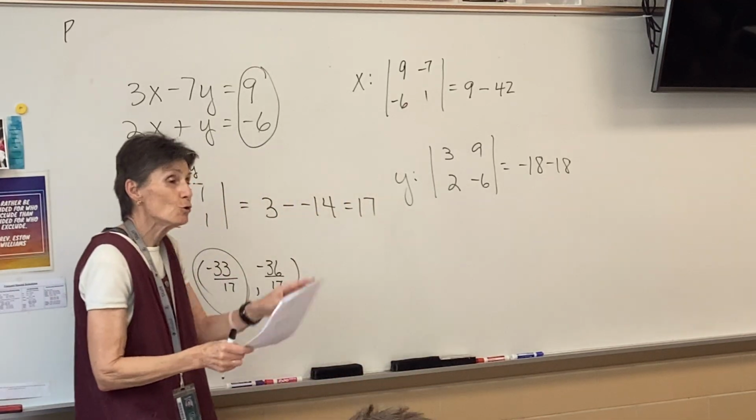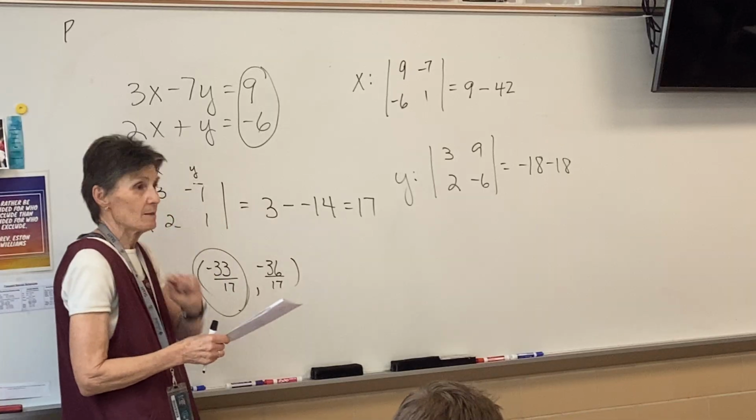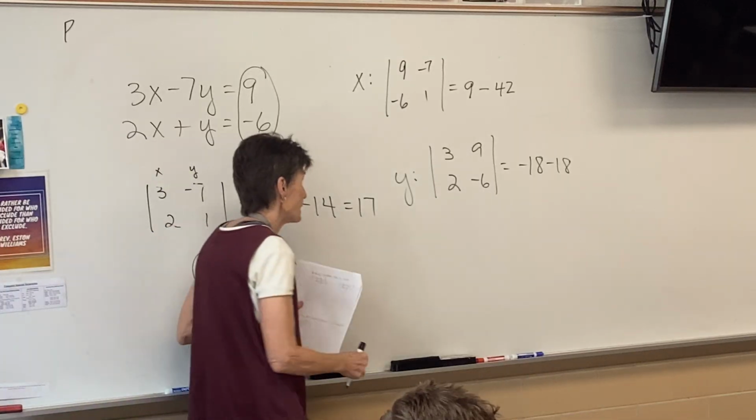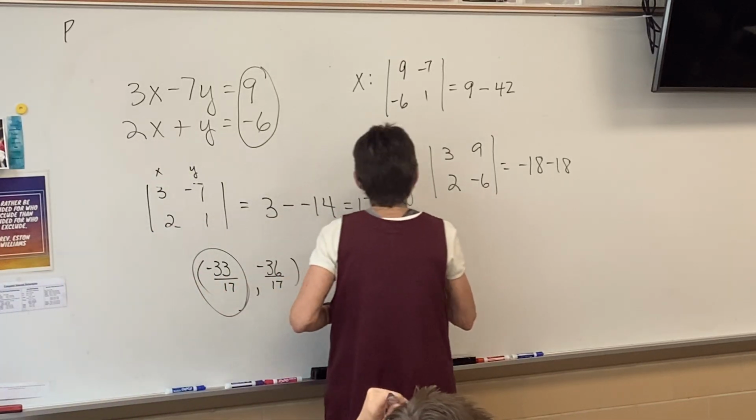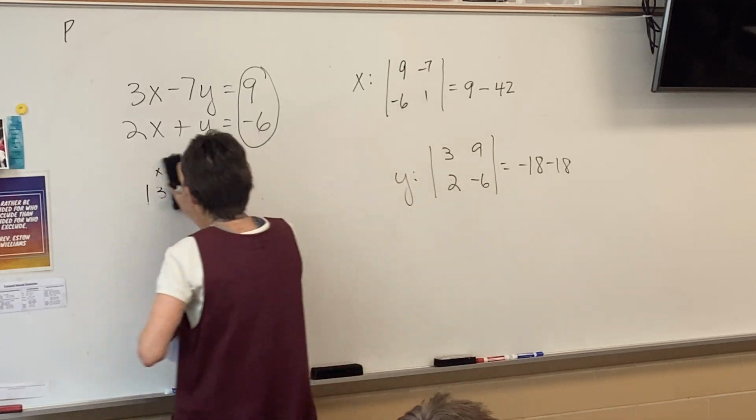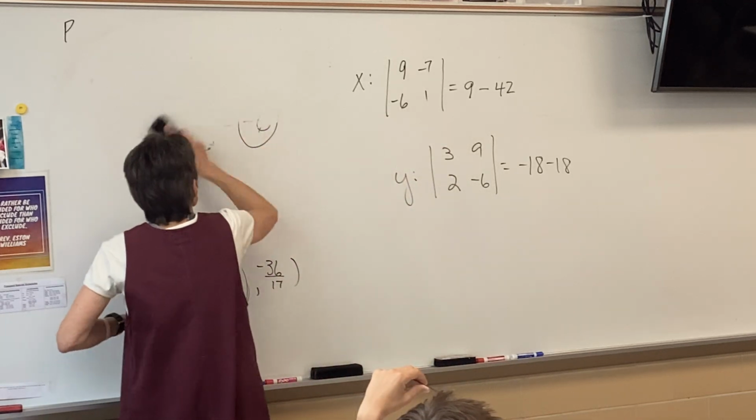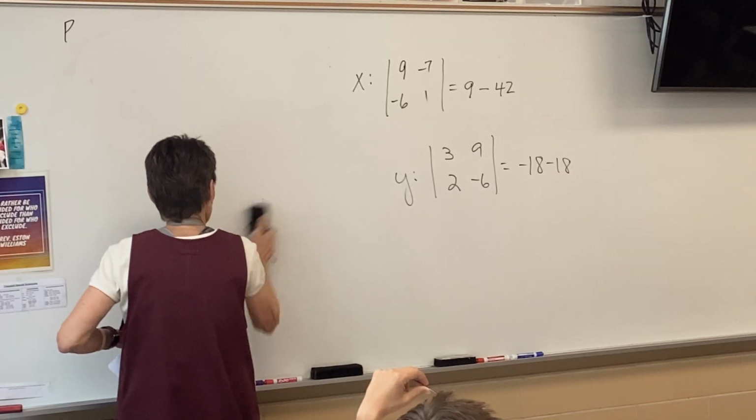All right, you and your partner try B right now. Yep, use Cramer's rule. So remember what you do, using Cramer's rule.